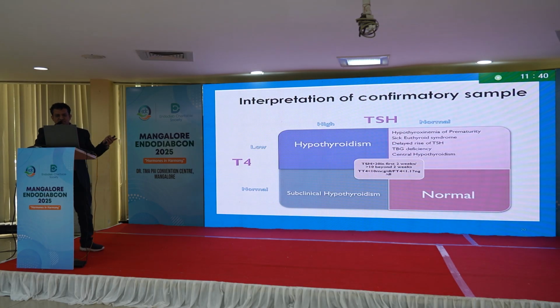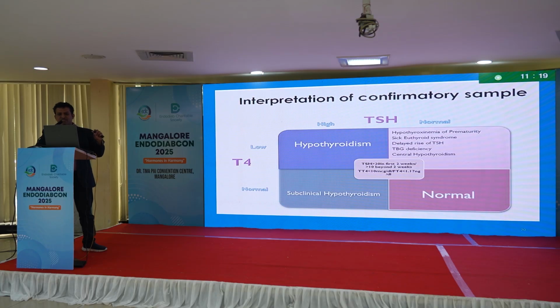So summarizing this, TSH is the most important indicator. It is reliable except in some conditions which I have shown you here, and more than 20 in the first 2 weeks, beyond 10 in the next 2 weeks is what IAP also endorses. Total T4 is what is universally told to be better. If you have free T4, you can reliably do it, definitely better.